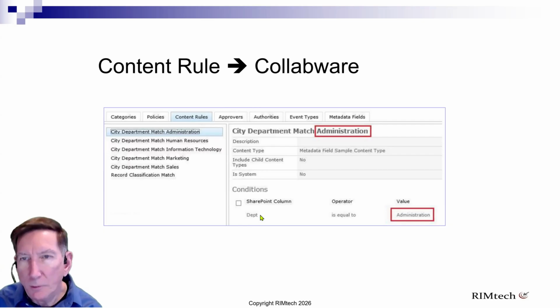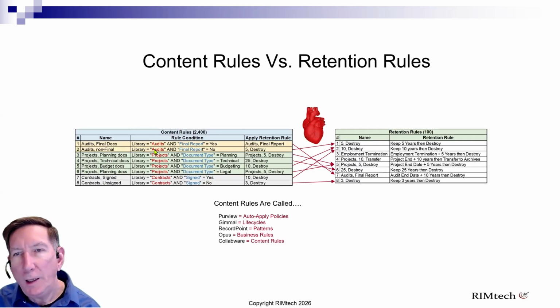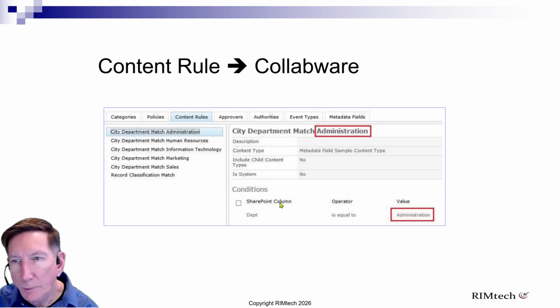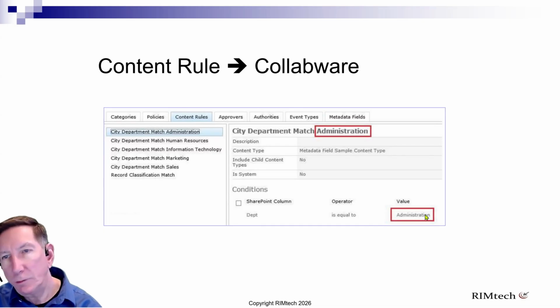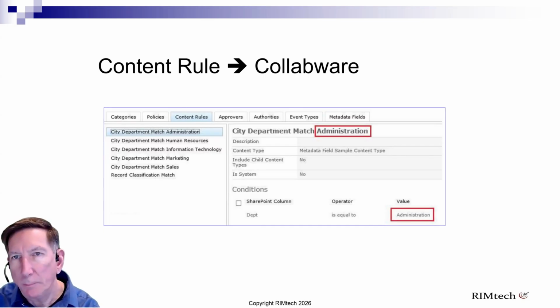If I go back to this table for a minute, a condition has a SharePoint element and then an operator, a Boolean operator equal to, greater than, less than, and then a value, yes, no, planning, technical, what have you. So here they have an example of a SharePoint column called department. The operator must be equal to, and the value, administration. So if that condition is met, then you apply retention rule X, whatever that retention rule may be.